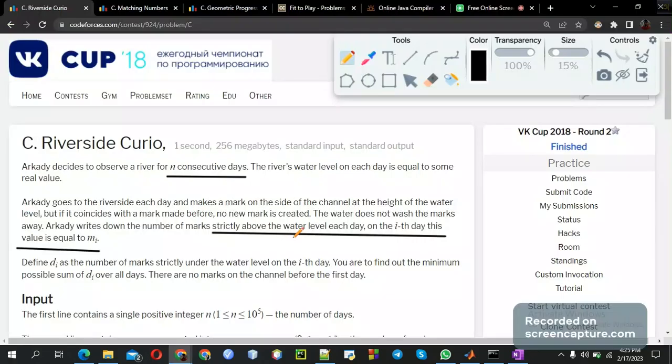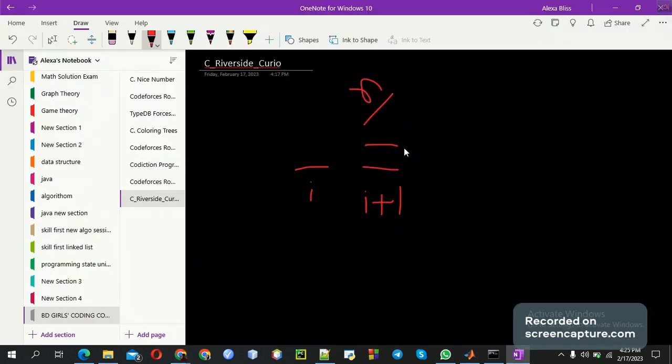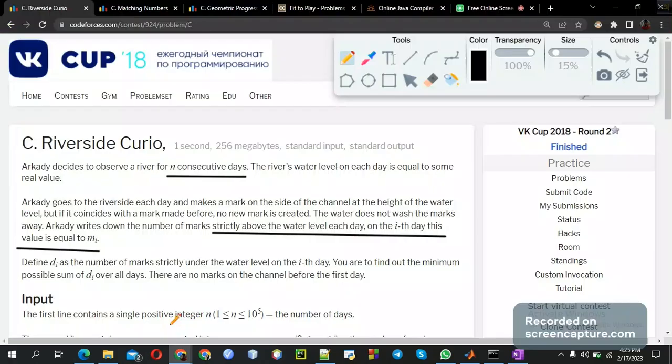So let's go to the problem statement. Define di as the number of marks strictly under the water level. So what he observes is the number of watermarks situated above the water, and the array d represents the number of watermarks situated below the water level on the ith day. This is another important line. You have to find the minimum possible sum of di over all the days. This is our main requirement.